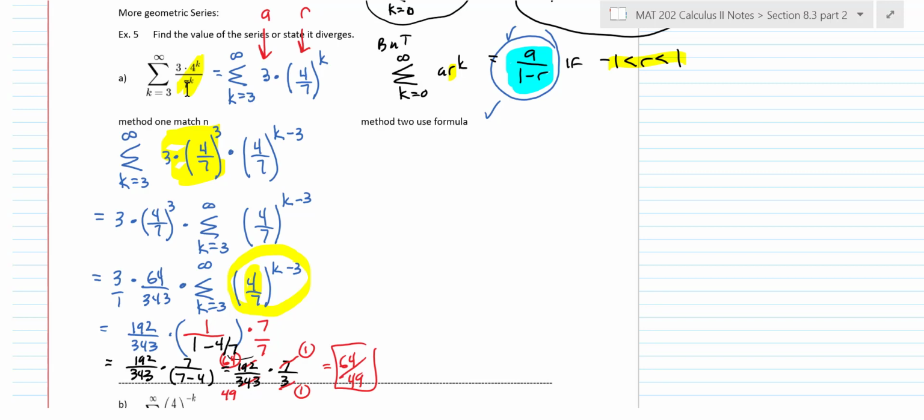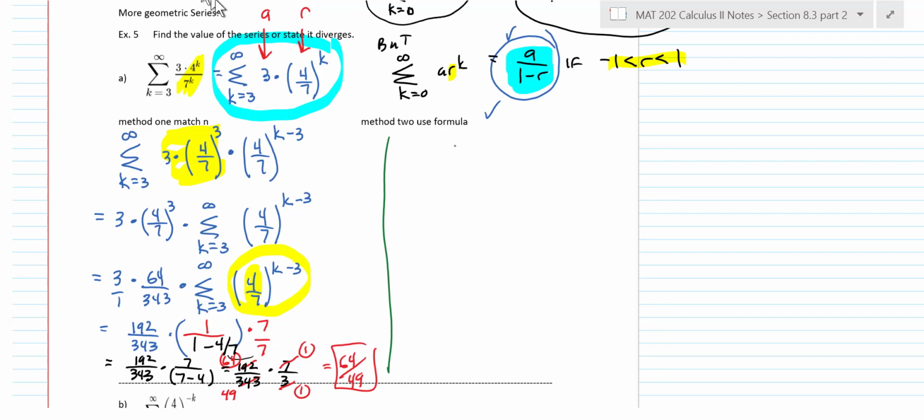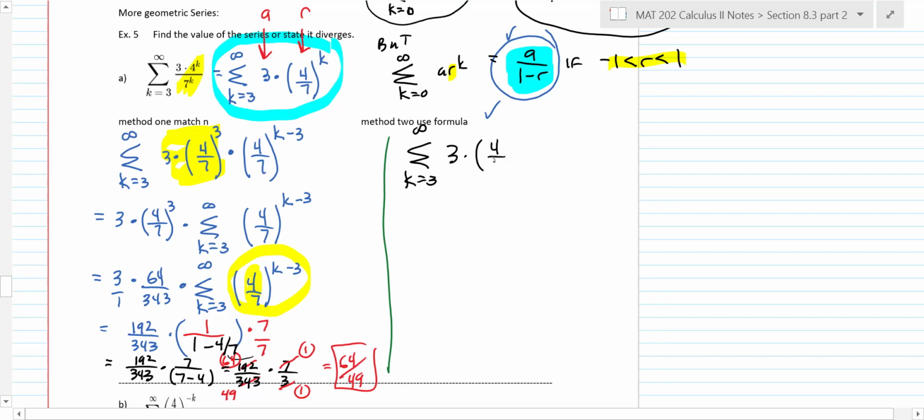You might prefer doing it the second way and just always crunching it out. So one thing that you could do is just leave this alone. So if you start with just this sequence right here, now I'm going to look at it like this. You definitely want to write it that way first. So let's just write down that you've got the series k equals 3 to infinity of 3 times (4/7)^k, like that.